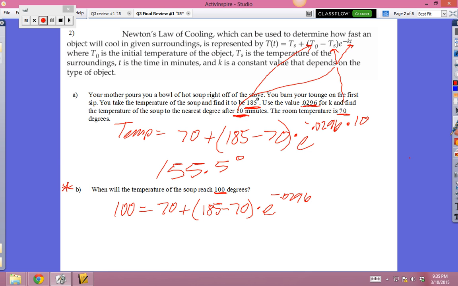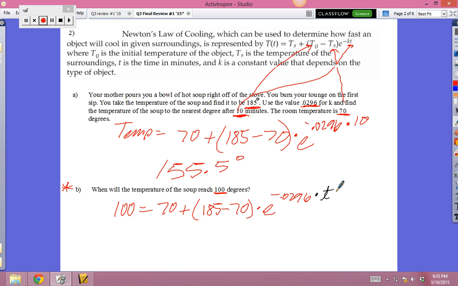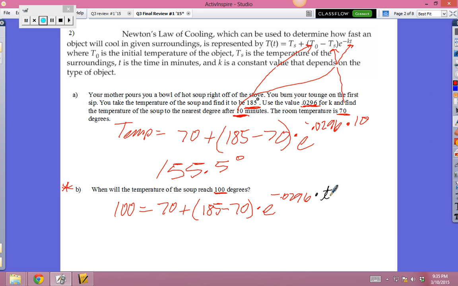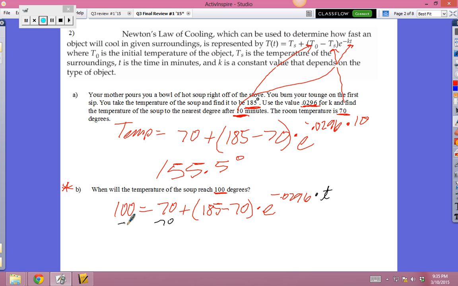But what they want to find is this time. They don't know that. So that's the variable we want to solve for. So that's what we want to undo. So we're going to have to undo everything and get this time all by itself. So let's undo this first. Undo the 70. So let's minus 70 on this side and minus 70 on that side.